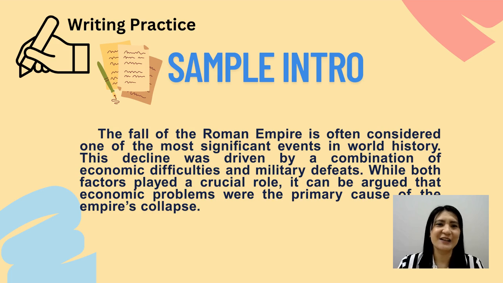Let's read. The fall of the Roman Empire is often considered one of the most significant events in world history. This decline was driven by a combination of economic difficulties and military defeats. While both factors played a crucial role, it can be argued that economic problems were the primary cause of the empire's collapse.